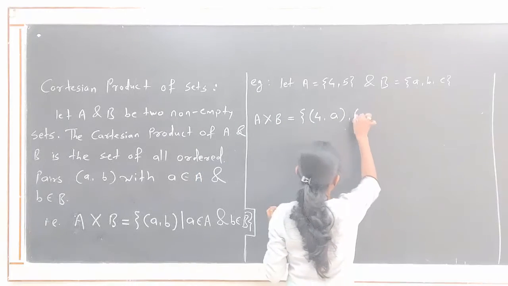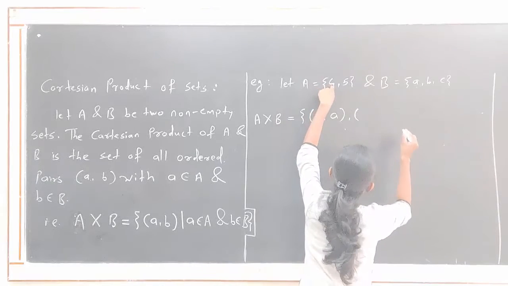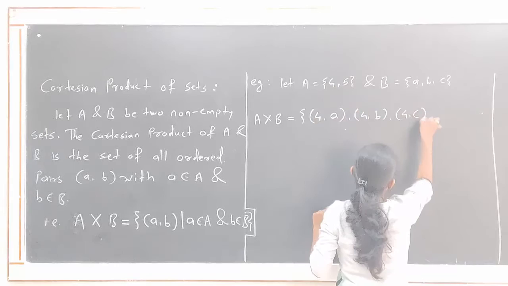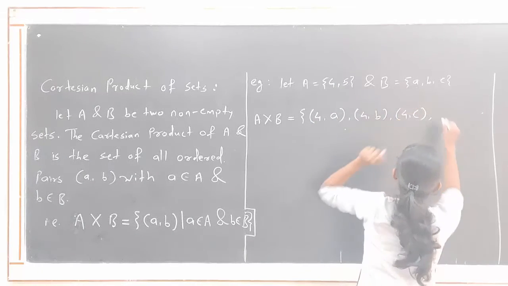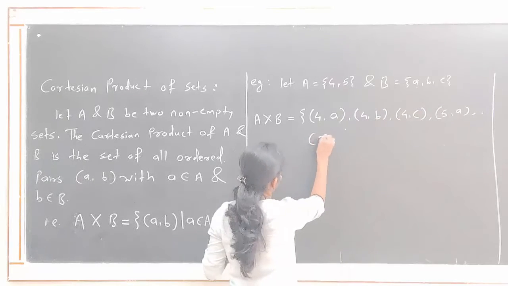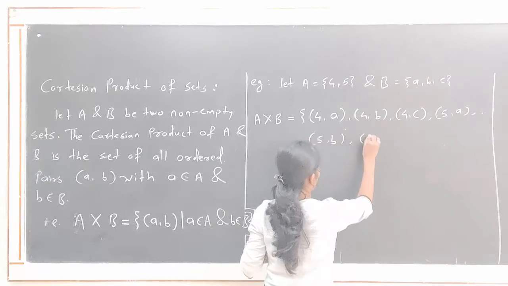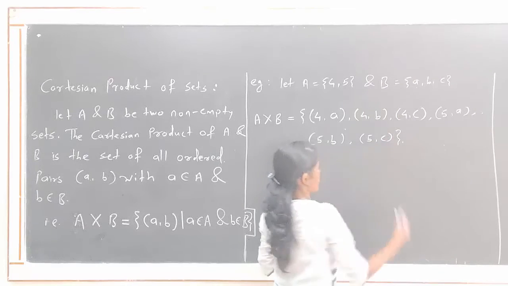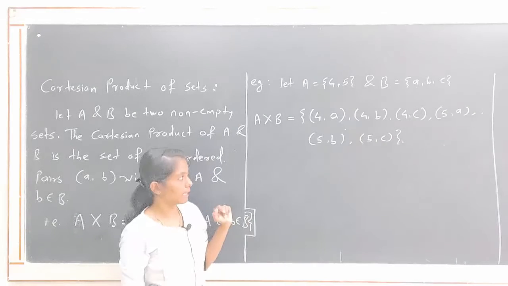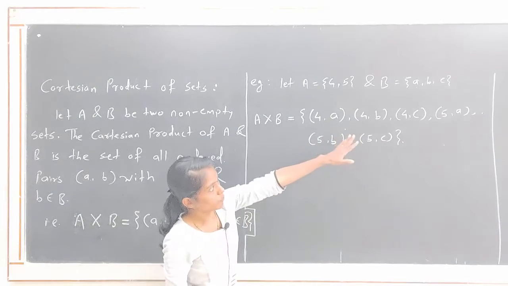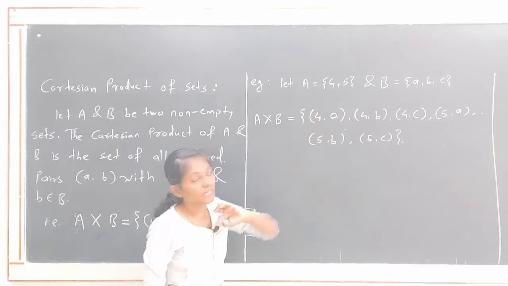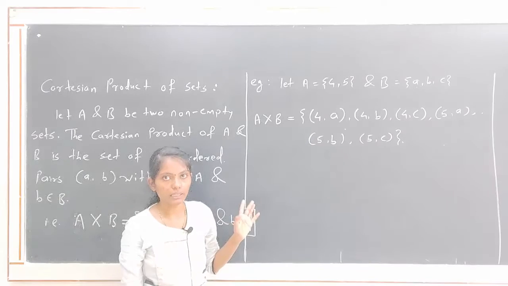In the same way, in a similar manner we take the pairs (4, b), (4, c), then next (5, a), (5, b) and the last one (5, c). So this is the Cartesian product of sets A and B: (4, a), (4, b), (4, c), (5, a), (5, b), (5, c). So the first element belongs to set A and the second element belongs to set B.